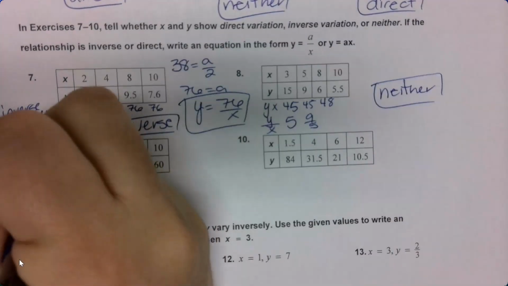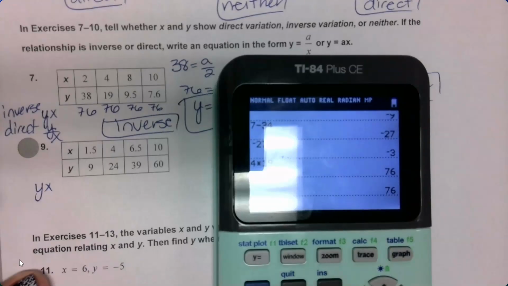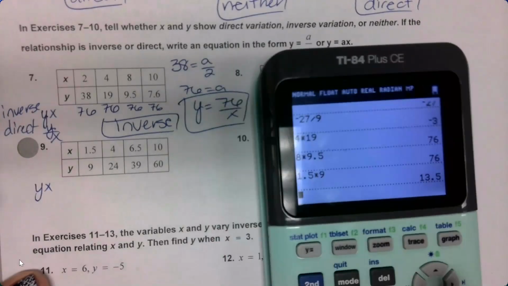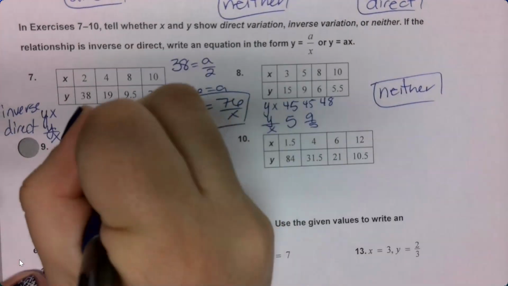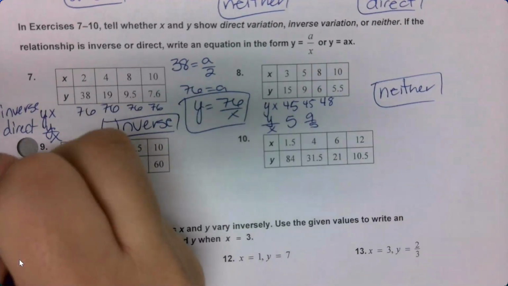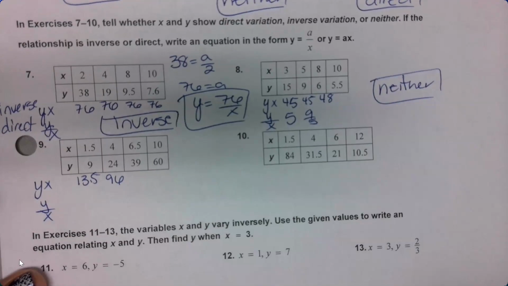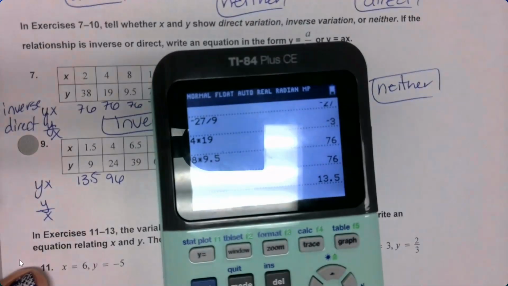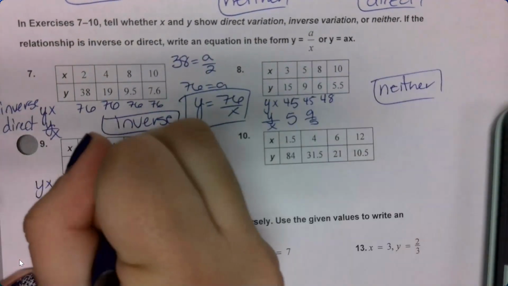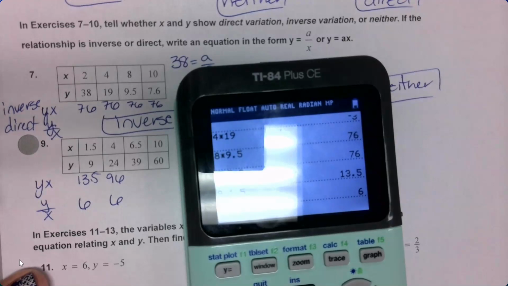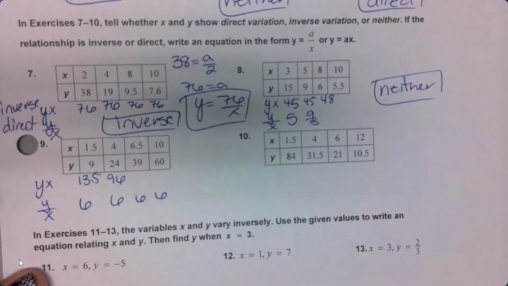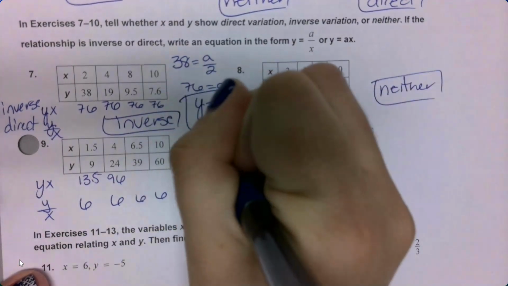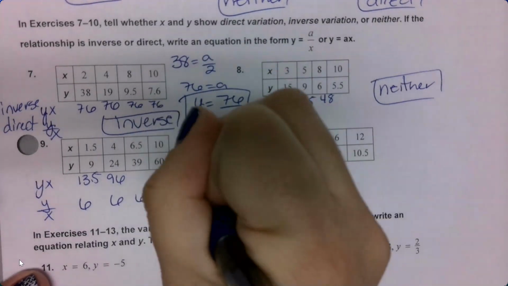Next one, start off with y times x. I am going to do that one on my calculator. 1.5 times 9 gives me 13.5. 4 times 24 is 96. That one is not inverse. Then I'm going to divide to see if it's direct. So 9 divided by 1.5 is 6. 24 divided by 4 is 6. 39 divided by 6.5 is 6. And 60 divided by 10 is 6. So this one is direct. And then this is going to give me my a value. So this is y equals 6x.